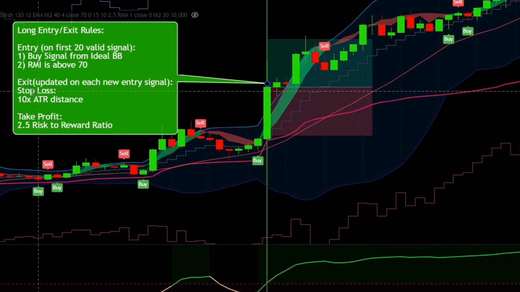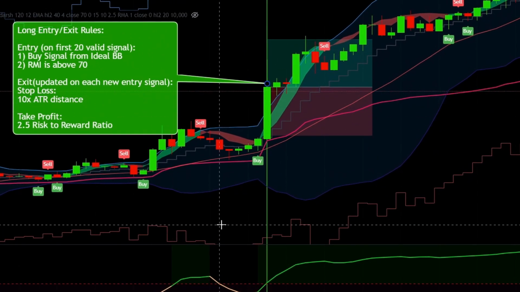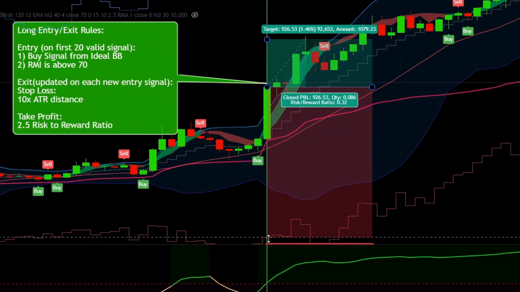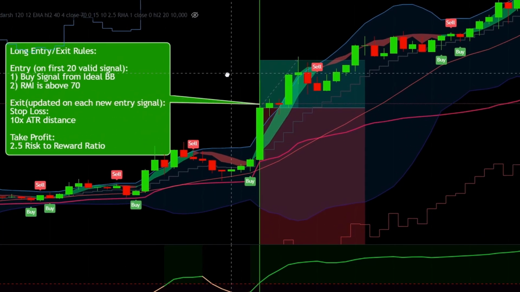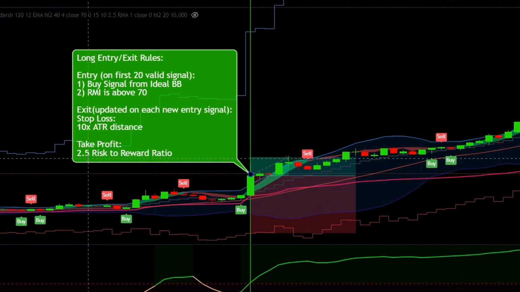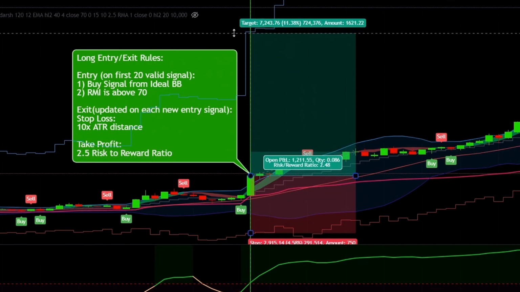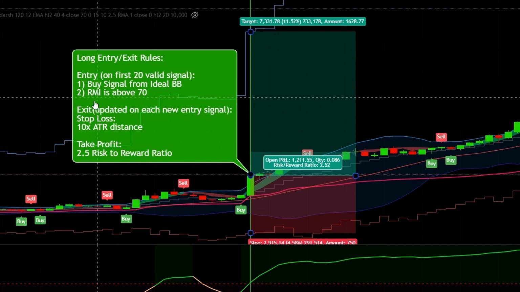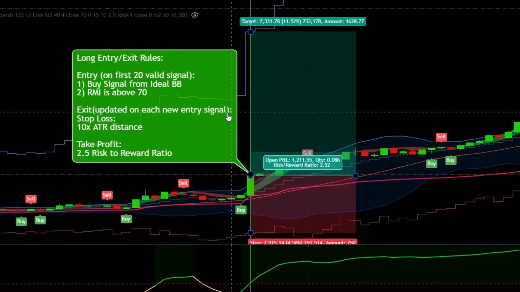The stop loss will be placed at a 10 times ATR distance, which is the NNFX ATR's lower line, right here. And the take profit will be a 1 to 2.5 risk to reward ratio. That will be right there. Now keep in mind that both the stop loss and the take profits are updated on each new entry signal.